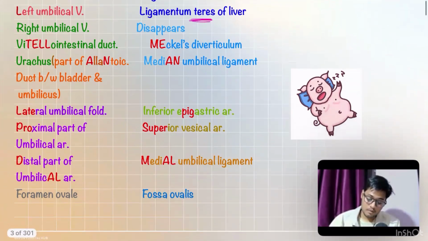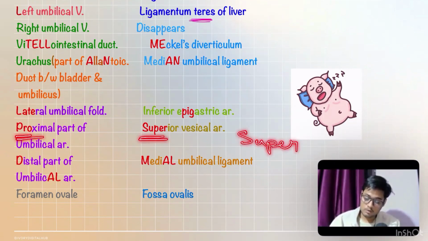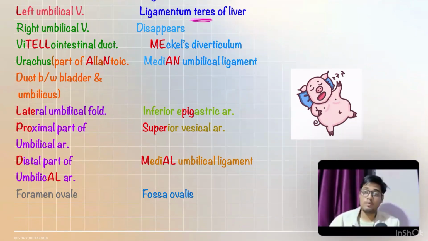Coming on to the next part, proximal part of umbilical artery forms the superior vesical artery. We all know that pro persons are super cool. Pro means someone is pro in something. So from pro you can remember proximal part of umbilical artery, and from super you can remember superior vesical artery. And we all studied earlier that distal part of umbilical artery forms the medial umbilical ligament.